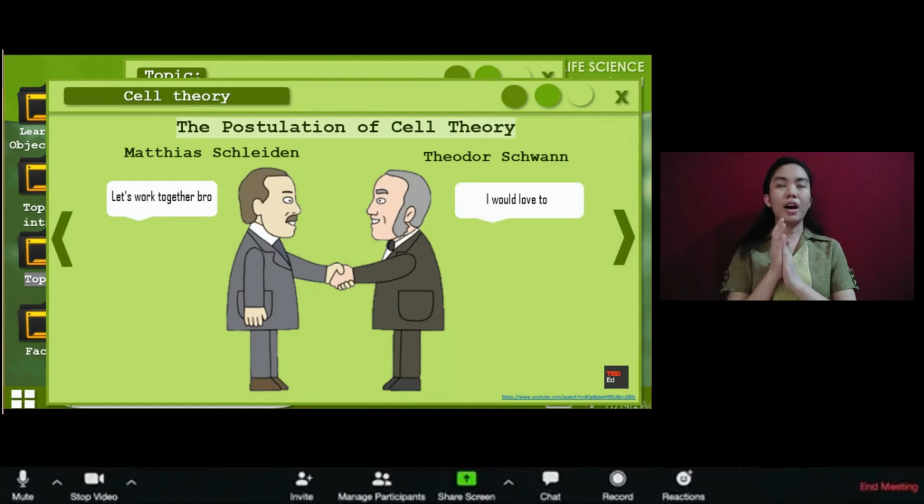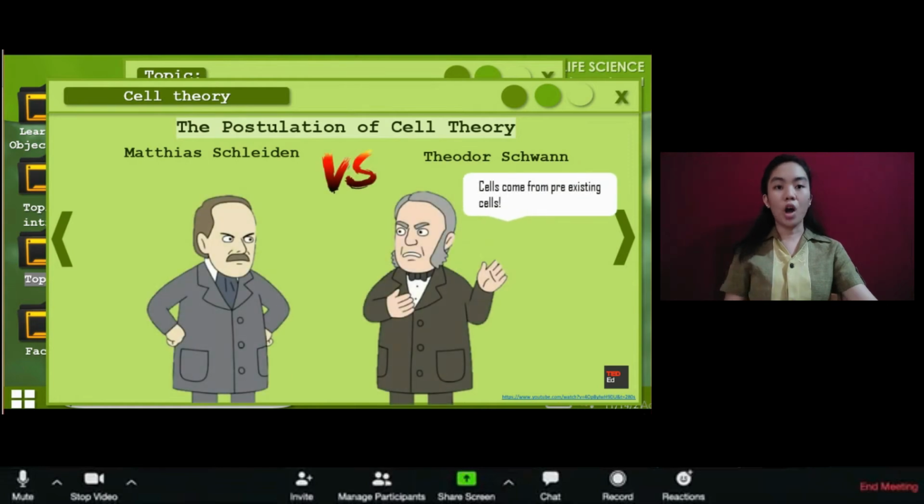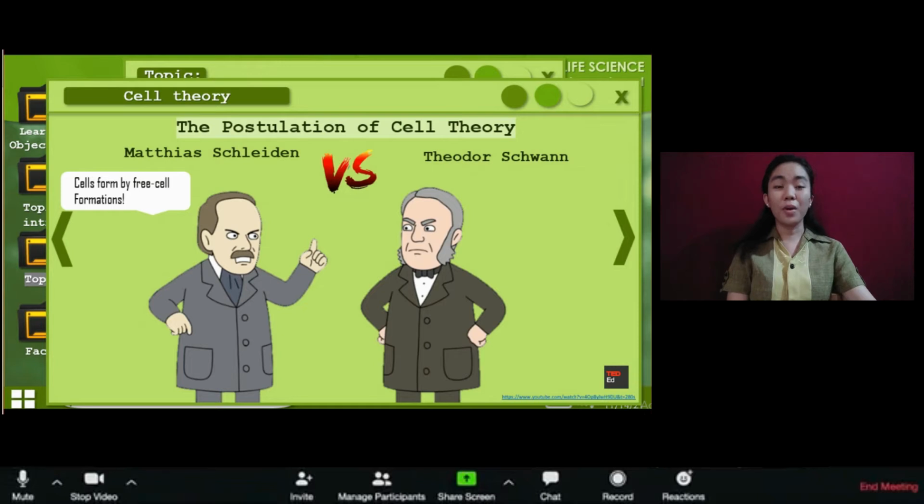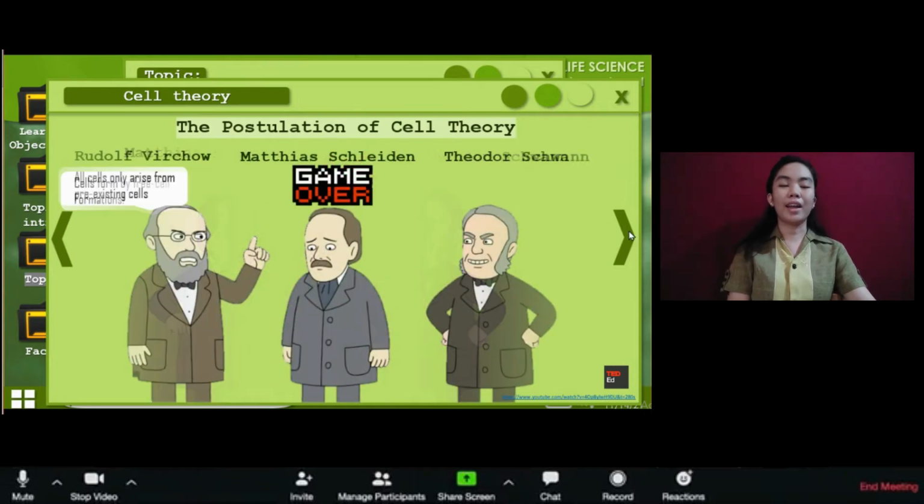But in the last part of their cell theory, there was a dispute. Why? Theodor Schwann said that cells come from pre-existing cells. But Schleiden insisted that cells form by free cell formation. And here came the third proponent of our cell theory, Rudolf Virchow. And he said from all his research that all cells only arise from pre-existing cells.